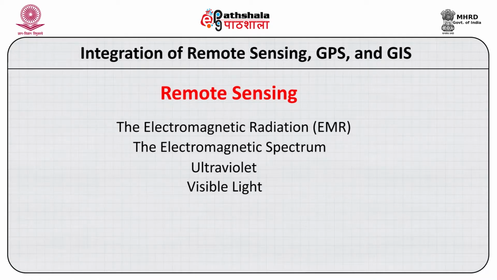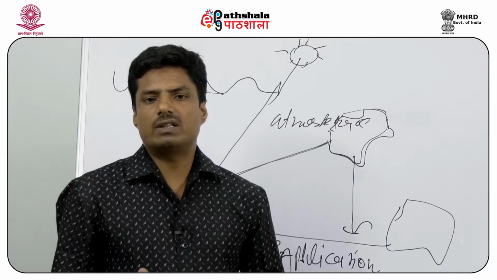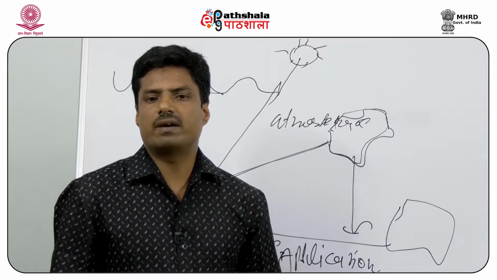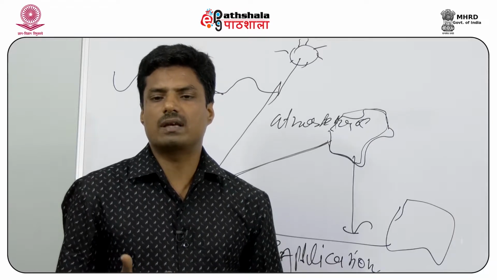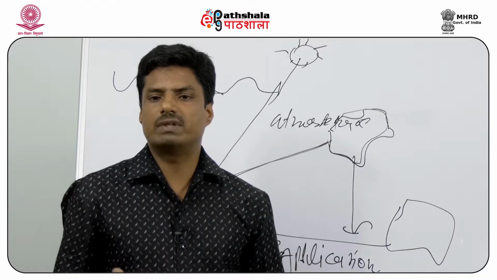The third important part of the electromagnetic spectrum is the infrared region. The wavelength of this region is from 0.7 to 100 micrometer. Its width is more than 100 times that of the visible region.